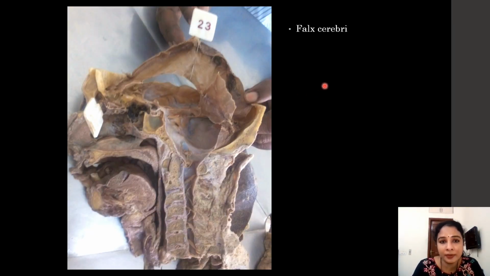Here is the same falx cerebri. You can see here the pinned structure is falx cerebri.